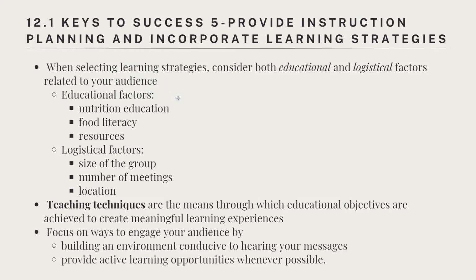Now, your previous chapters have talked about educational factors, some of which include nutrition education, maybe food literacy, or the resources they might have available. And then we're diving more into logistical factors here from your reading. So some things to consider is, what's the size of the group? If we're thinking about how to engage a certain part of your audience, how much engagement do you want? Are there platforms that you can include to include everyone, or maybe we're just including some folks? The number of meetings, how often are you going to see this group of people? Is it one time? How much information do you want to share based on this information?